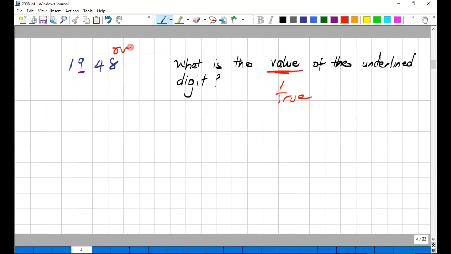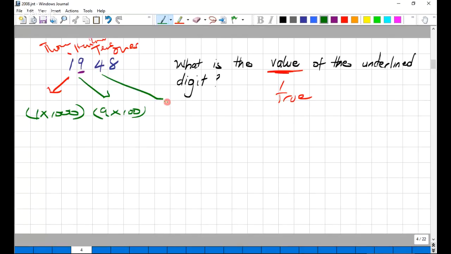All right, let's go with our place value. 8 is in the what place? Ones place. What about the 4? Tens place. And the 9? Hundreds. And the 1? Thousands. Okay, so this would actually break out to be something like this in expanded form. This is 1 multiplied by 1,000, 9 multiplied by 100, 4 multiplied by 10.